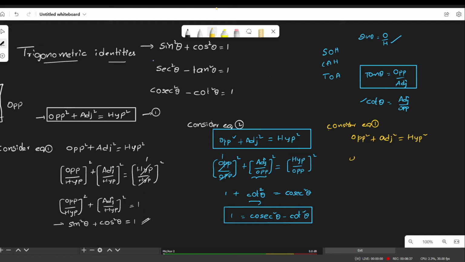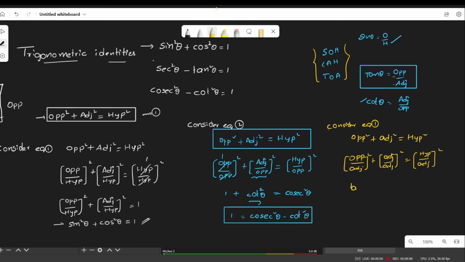So now it will become opposite by adjacent square plus adjacent by adjacent square is equal to hypotenuse by adjacent square. See, opposite by adjacent can be assumed as tan theta. We already know that from SOHCAHTOA, tan theta is equal to opposite by adjacent. So I will replace opposite by adjacent with tan theta.